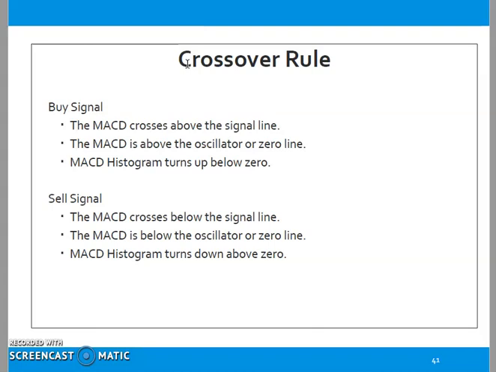For a selling signal, the first one is when the MACD crosses below the signal line. Second, when the MACD is below the oscillator or zero line. Third, when the MACD histogram turns down above zero.